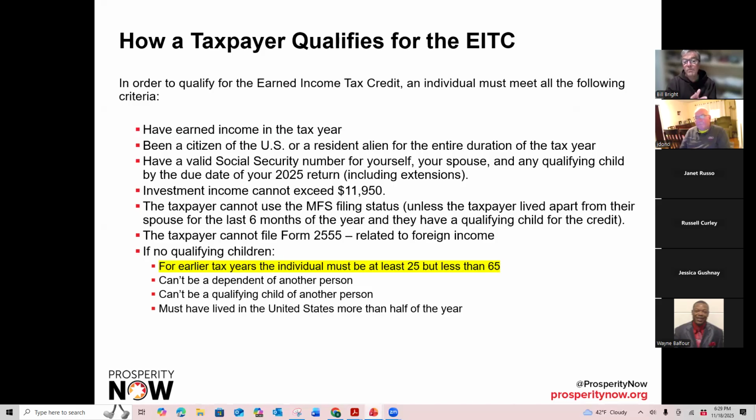They can't be a dependent of another person, can't be a qualifying child of another person, and must have lived in the U.S. more than half the year.